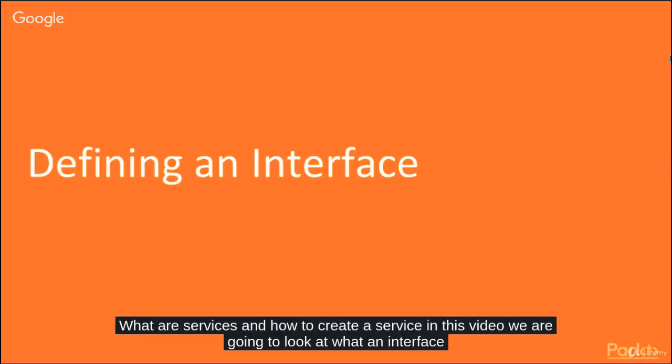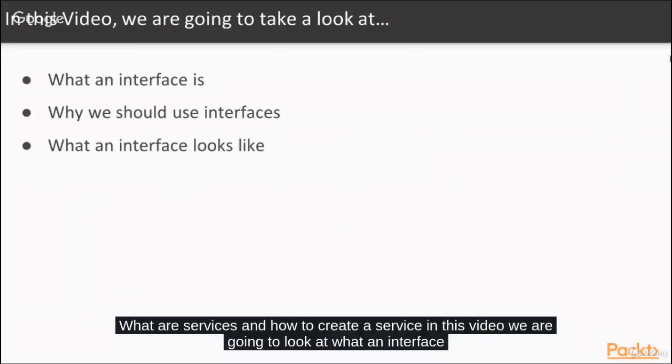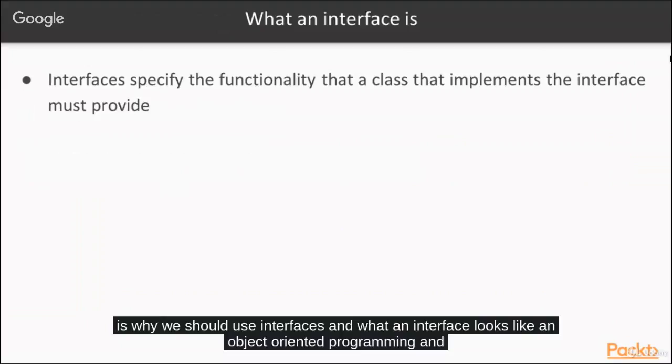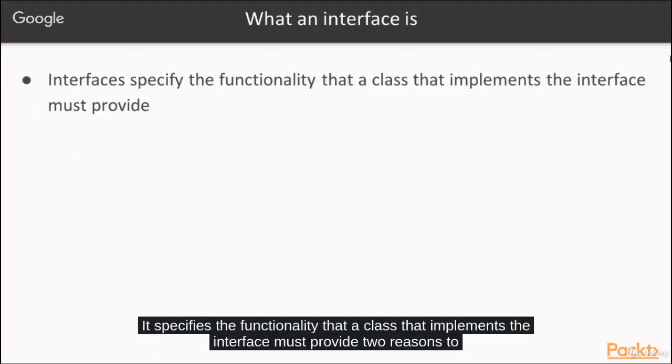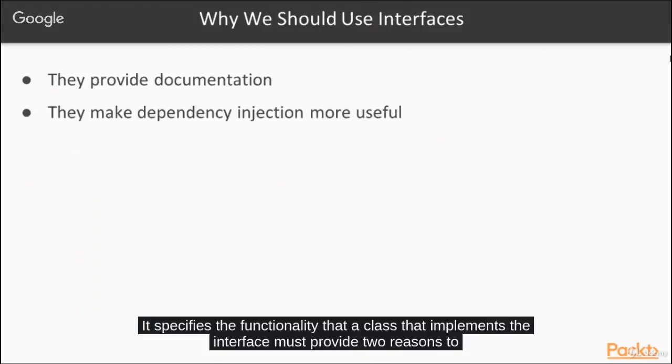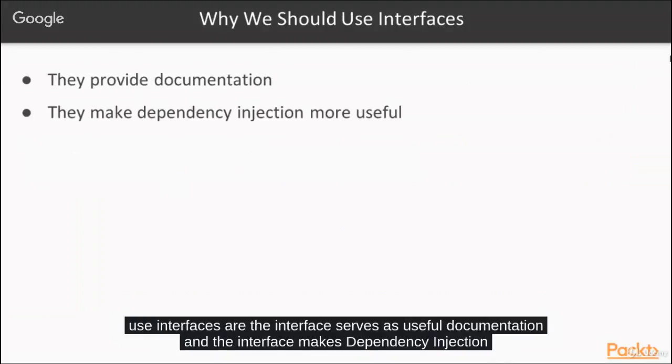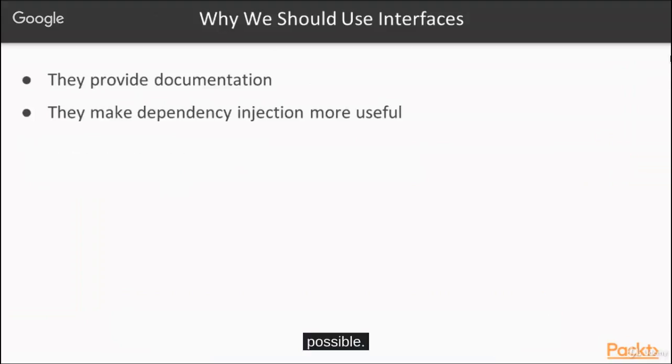In this video, we are going to look at what an interface is, why we should use interfaces, and what an interface looks like. In object-oriented programming, an interface can be thought of as a blueprint or a contract. It specifies the functionality that a class that implements the interface must provide. Two reasons to use interfaces are: the interface serves as useful documentation, and the interface makes dependency injection possible.